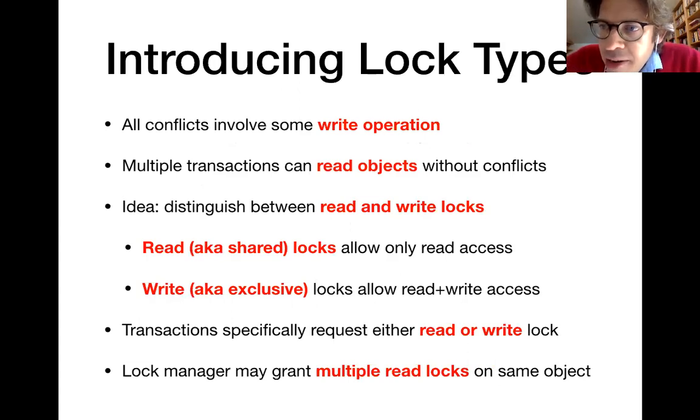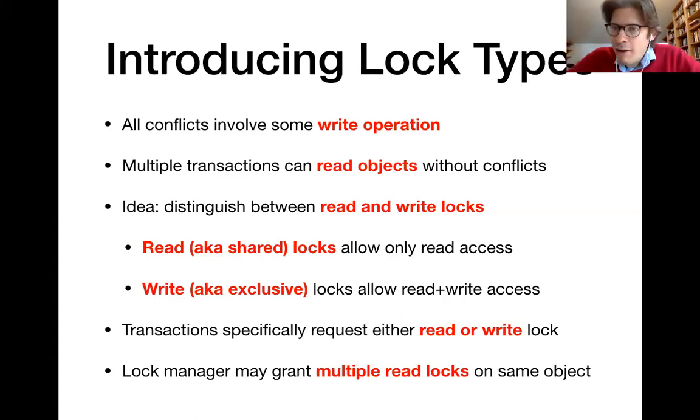Now, another refinement is the following. We have seen when discussing conflict serializability that conflicting operations always involve at least one write operation on the same object. On the other side, as long as I only have read operations, I could actually allow many transactions to proceed in parallel. The problematic operation is really the write operation. And in order to increase the number of transactions that can execute at the same time, I could start to distinguish between read locks and write locks.